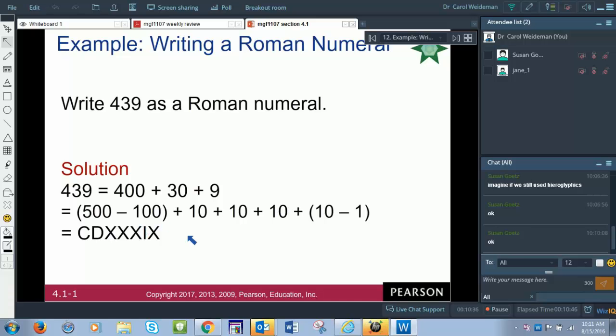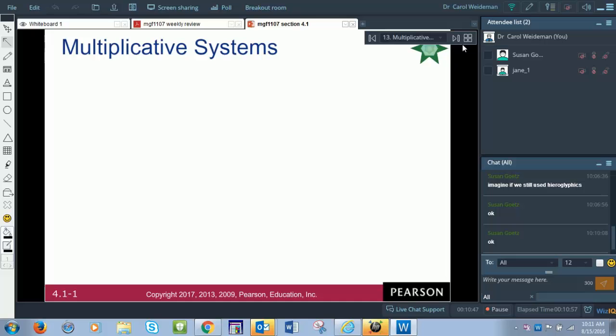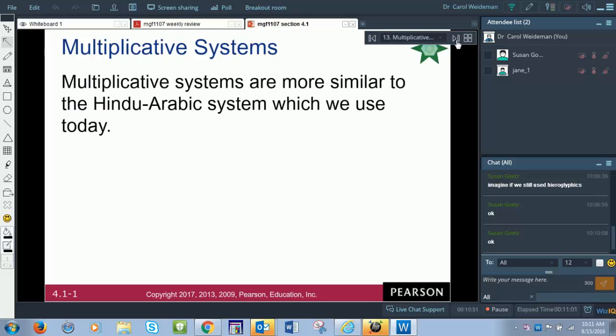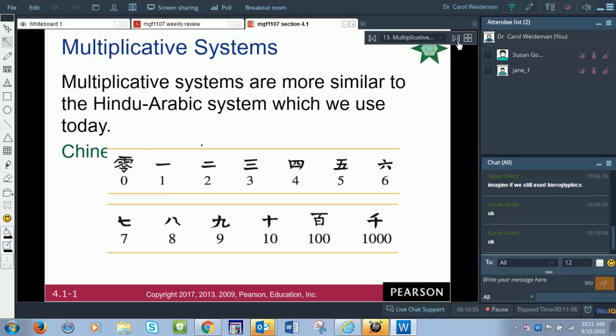Okay, so those are the additive systems. Those are the only ones that we're going to study. We're going to go over the Egyptian hieroglyphics and then Roman numerals. All right, and then let's take a look at multiplicative systems. Now these are similar to the system that we use today, the Hindu-Arabic system. And one example is Chinese.